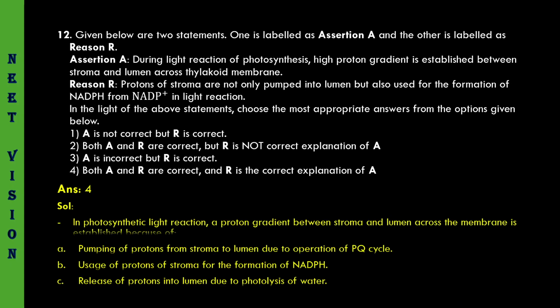Let us see. Yes. The reasons A, B, C are good. Pumping of protons from stroma to lumen due to operation of the PQ cycle. Usage of protons of stroma for the formation of NADPH. This is also a reason for establishment of the proton gradient. Release of protons into the lumen due to photolysis of water. All three reasons are correct for establishment of a large proton gradient across the thylakoid membrane between stroma and lumen. Next one.